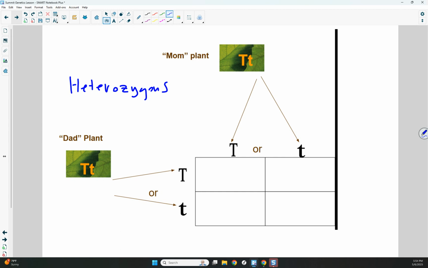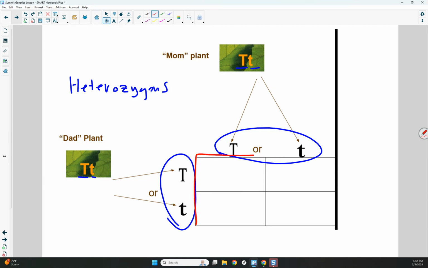That's oftentimes what happens. So the mom plant could give either its big T or its little t. It's a coin flip, a 50-50 chance. And again, remember this happens during meiosis when those alleles are passed on to offspring. So we're going to show both of those possibilities here. Same thing with dad. It could be the big T or the little t, so we show both possibilities. And again, that would be during meiosis. And then the square in here, which I'll circle in red, represents all the possible combinations in the zygote of the offspring. Okay?